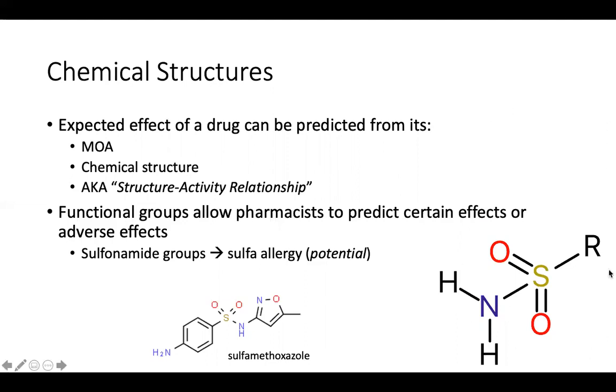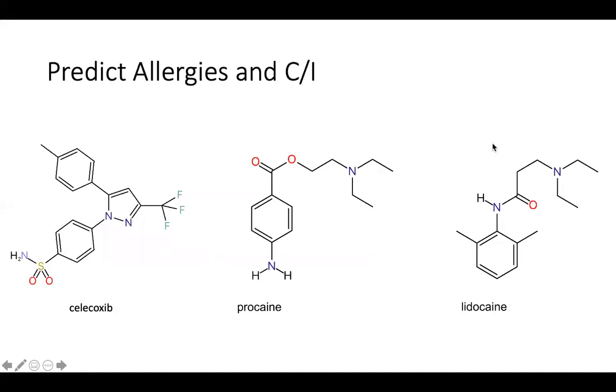Over here on the right, this is what that sulfonamide group looks like. An example of that would be in sulfamethoxazole. I highly recommend committing the structure to memory right here. With these chemical structures, we can predict allergies and contraindications.